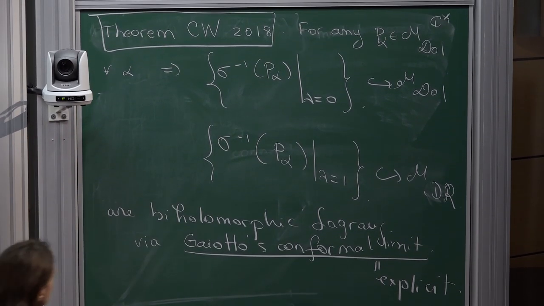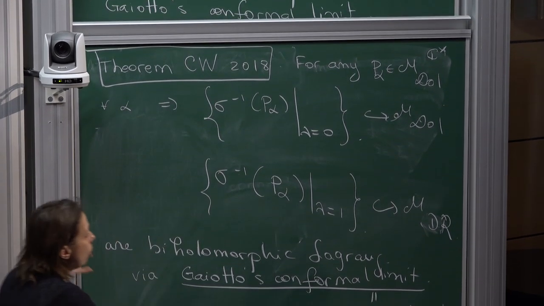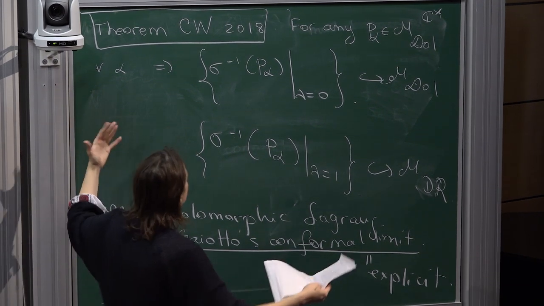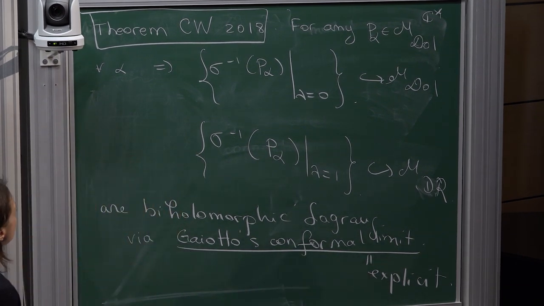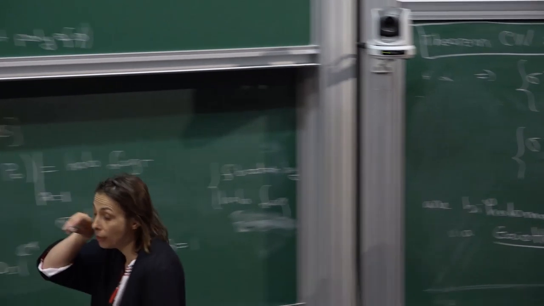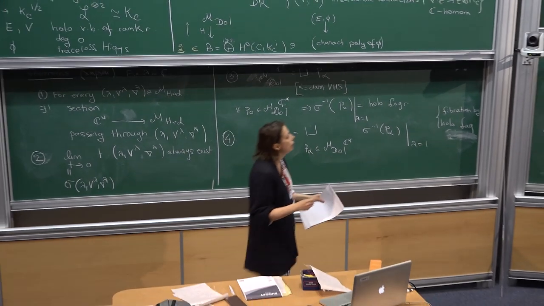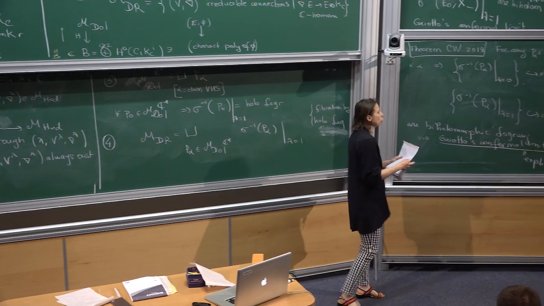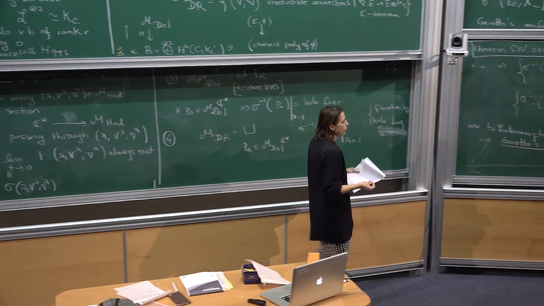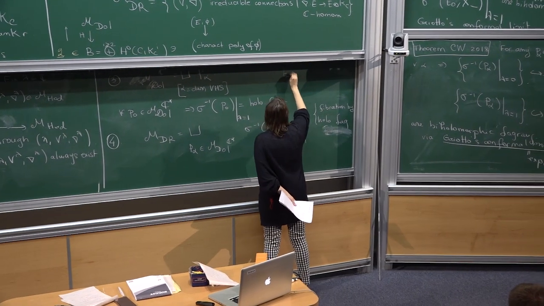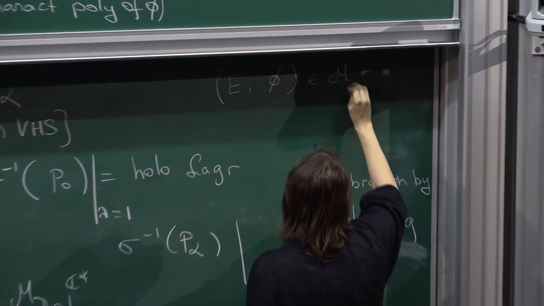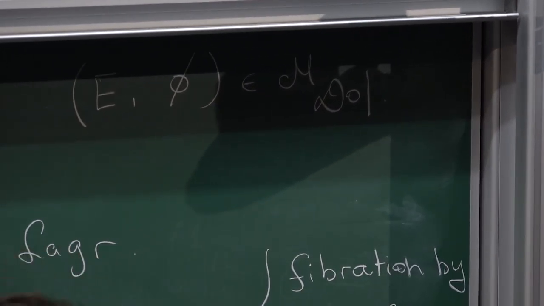And you can see that in that case, this corresponds to the longest, to the full flag, the upper corresponds to the full flag. And I can try to explain, for example, on the opposite side you have the shortest flag, when E is a stable Higgs, when E is a stable vector bundle. So for a stable vector bundle E, you have that (E, phi) is in the Dolbeault moduli space for any phi.